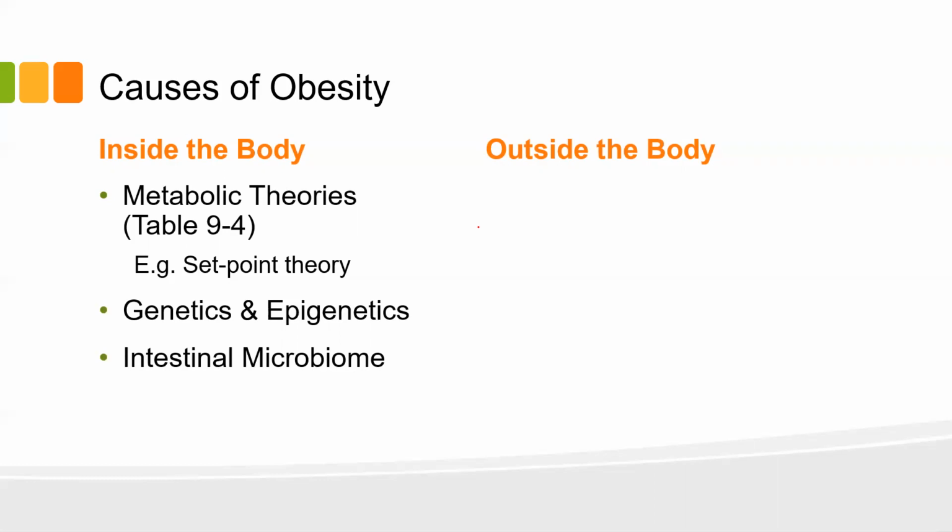I'm not going to go through them all. I was just going to mention one as an example, one of the leading examples, called the set point theory. This theory states that somehow the body wants to maintain a particular weight. So if you're lean, your body wants to stay lean. If you're heavier, your body wants to stay heavier. And so it's hard to fluctuate from that set point.